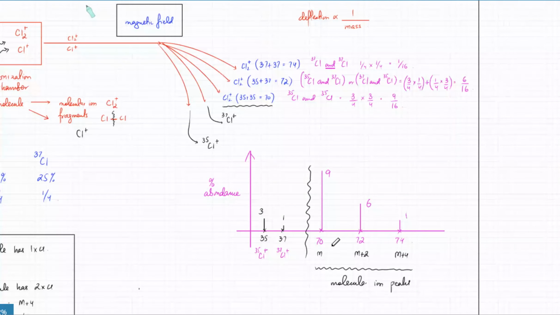So if this is M plus 2, and that is 74, so 70 and 74 have a difference of 4. So that's M plus 4. So the ratio of the heights of the molecular ion peak would be 9:6:1.